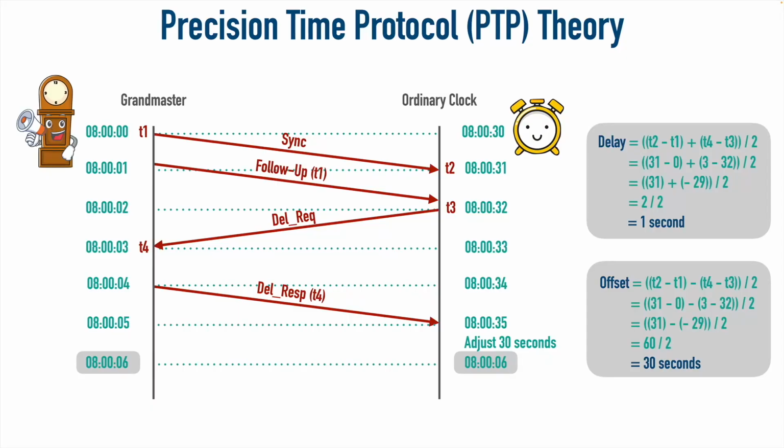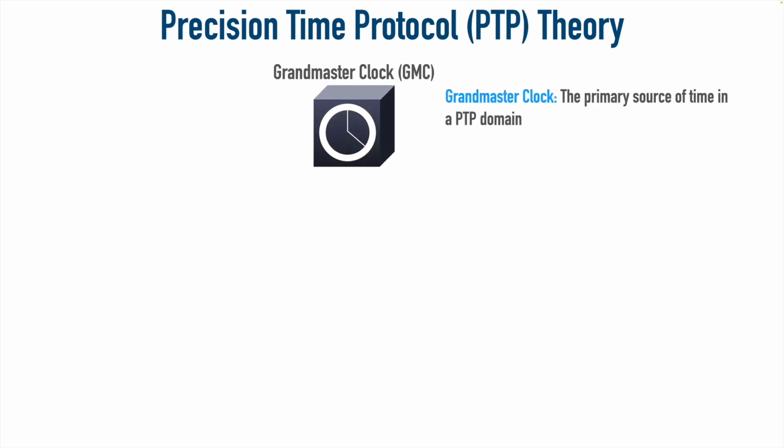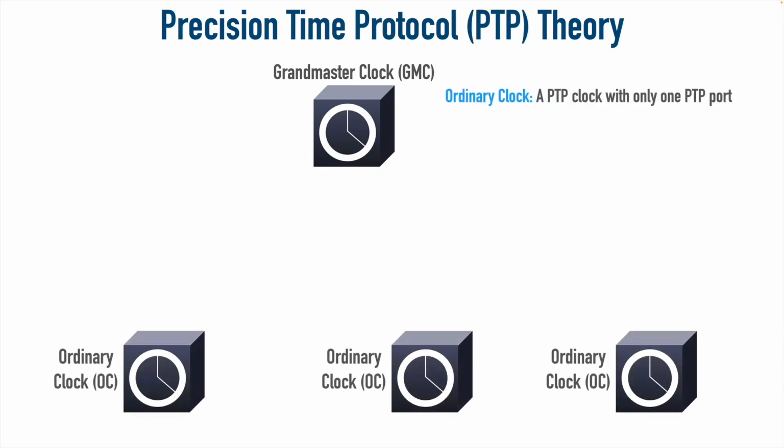And here in this diagram, we've considered the Grandmaster clock and the ordinary clock. There are some other types. Let's define some of these different PTP clock types. First, as we've already discussed, the Grandmaster clock, that is the primary source of time in a precision time protocol domain. And this Grandmaster clock is often providing time out to ordinary clocks. And an ordinary clock is a PTP clock that's only running a PTP on one of its ports. And when we say a clock, we're talking about a network device, like a router or switch.